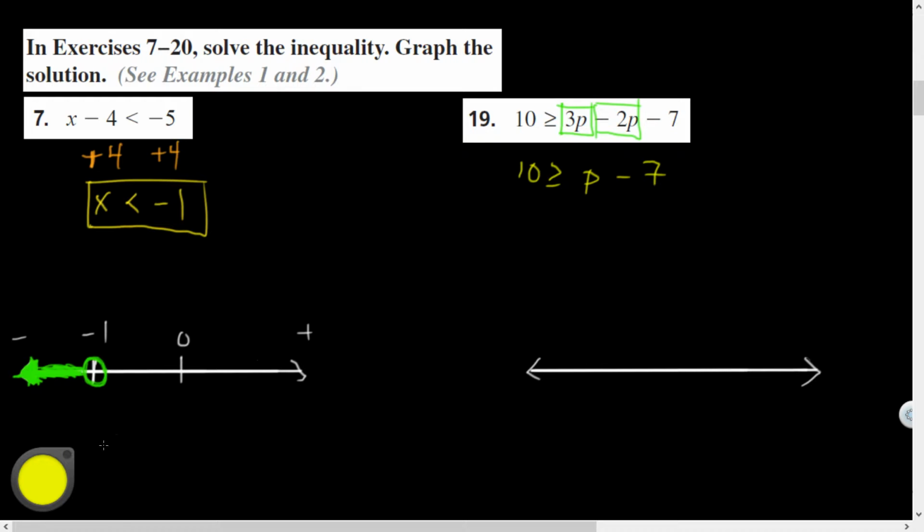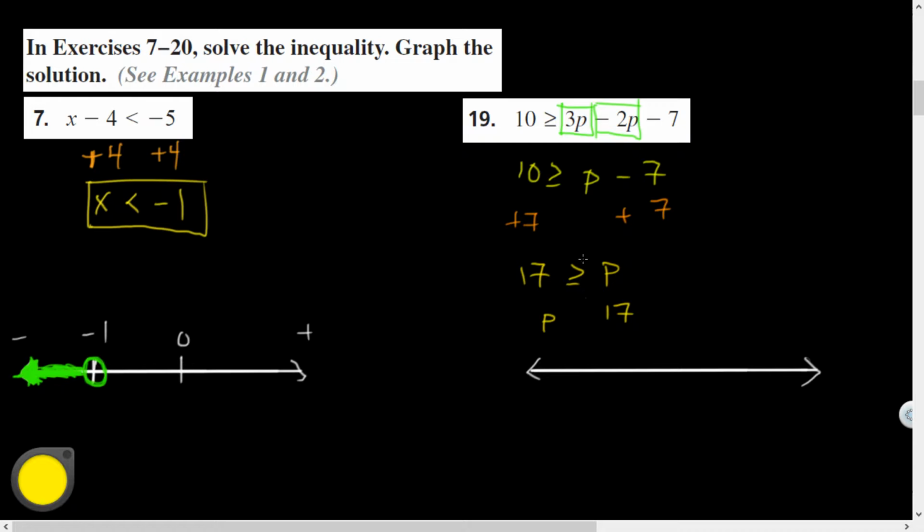So to get the variable by itself, we will add 7 to both sides. Both sides of the inequality or equal sign. In this case, we're dealing with inequalities. So I will have 17 is greater than or equal to p. And then let's flip this using the symmetric property. We'll flip it. So I'll have p compared to 17.